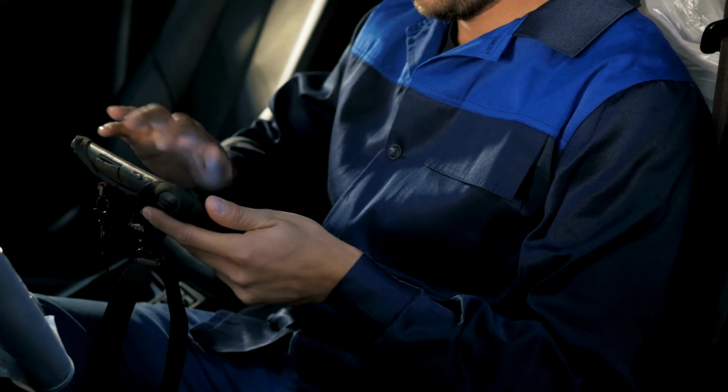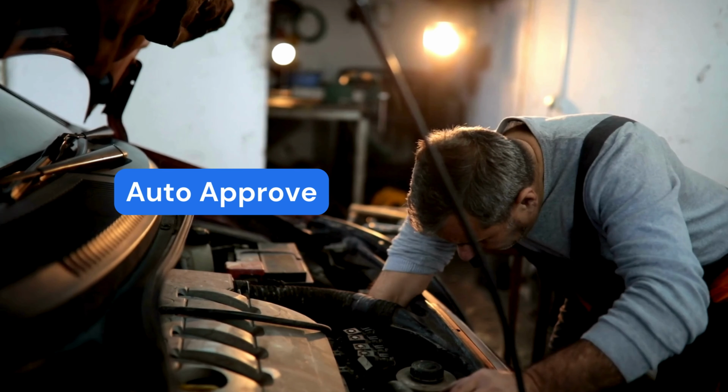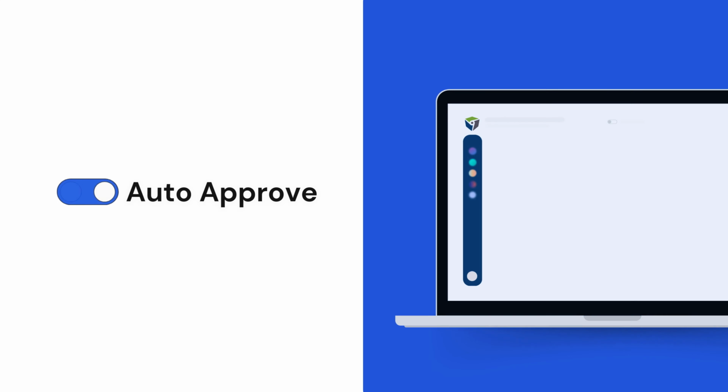And if you don't want to come into Accounting Link to approve activity, we have a solution for that too. The auto process feature can automatically post all of your activity to your accounting software, no clicks required. And if there's an issue, we'll send you a notification to let you know.